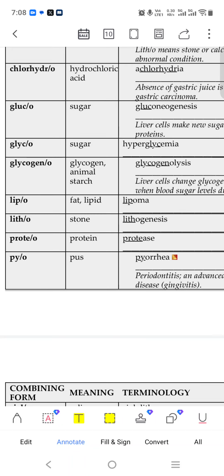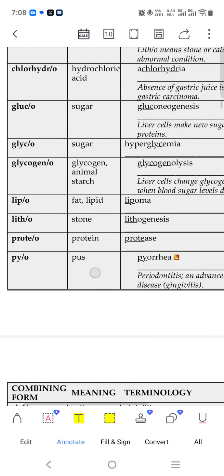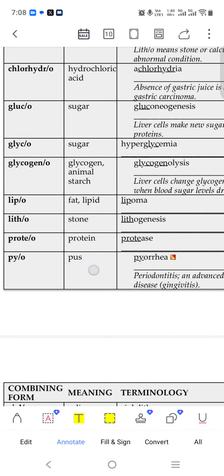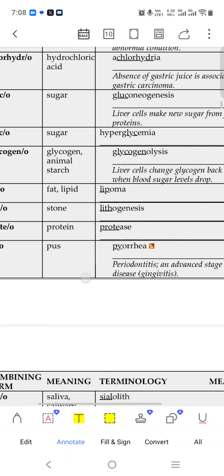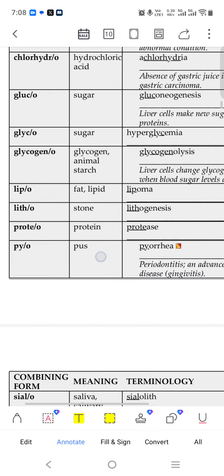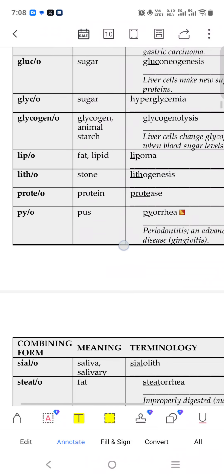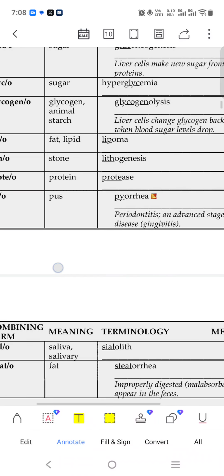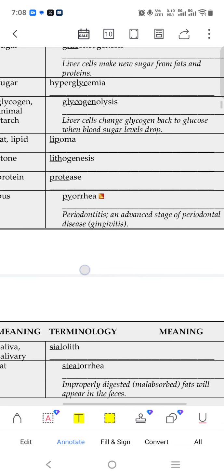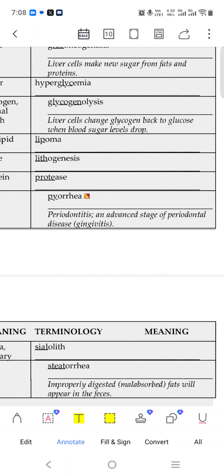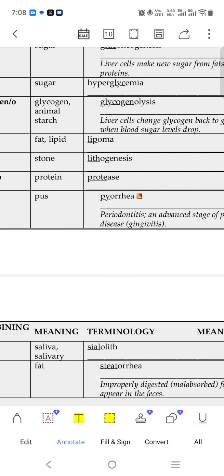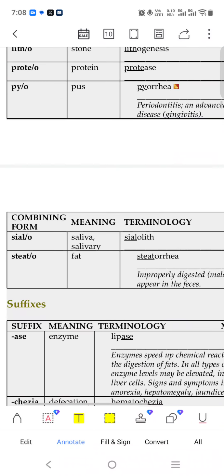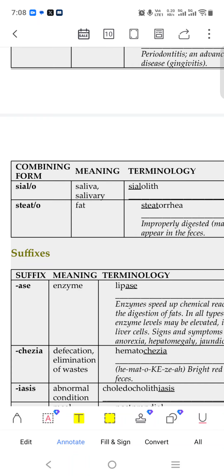Lip means lipoma, which is fat. Litho means stone. Lithogenesis means the making of a new stone. Pus means pyuria. Periodontitis is inflammation of this area, and the advanced stage of periodontitis is gingivitis. Pyuria means discharging of pus. Sial means salivary gland.